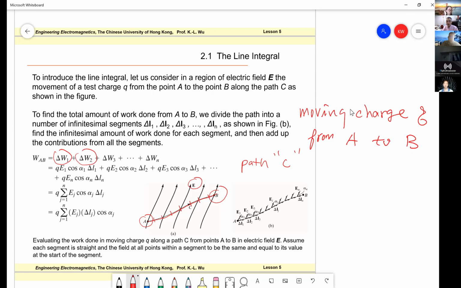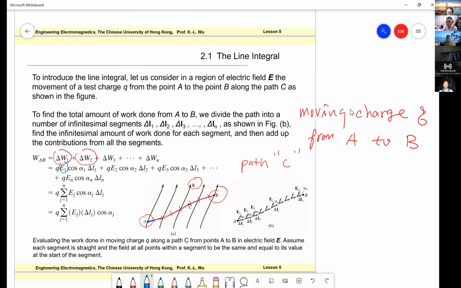Then how we measure the work: inside this first section, W1, I assume the electrical field is uniform. Because this section is so small, I can reasonably believe this is acceptable. So the electrical field in section 1 is E1, then E1 times Q.